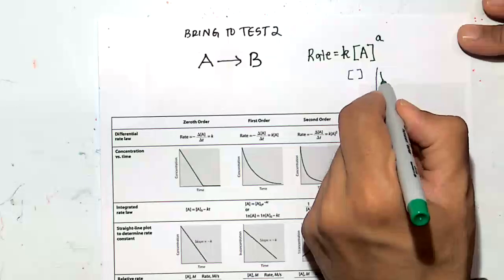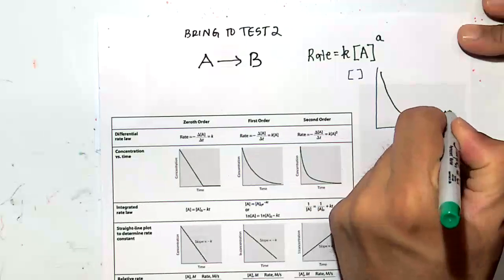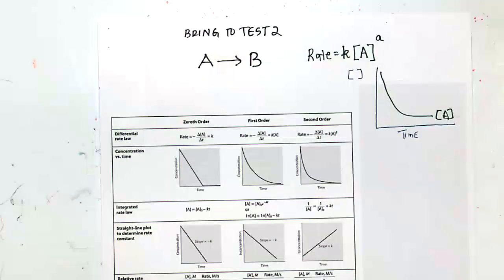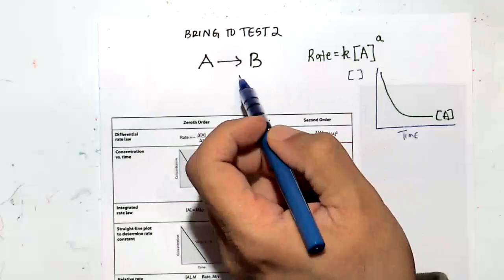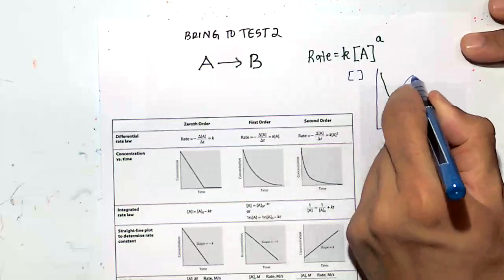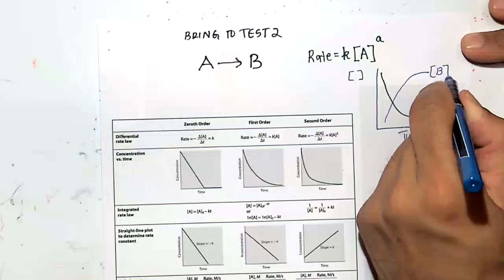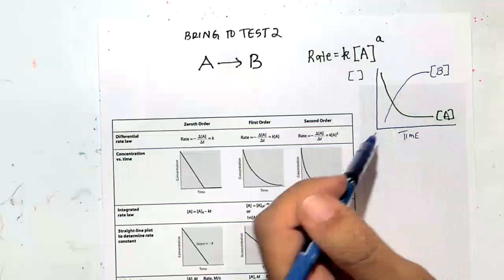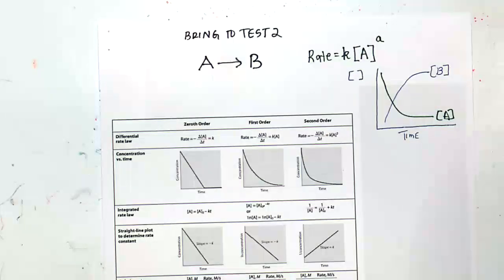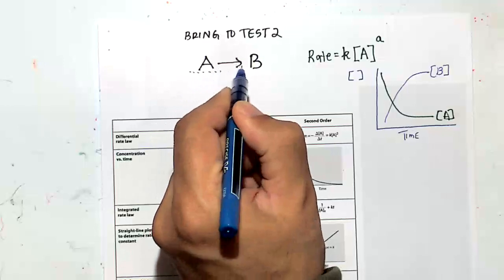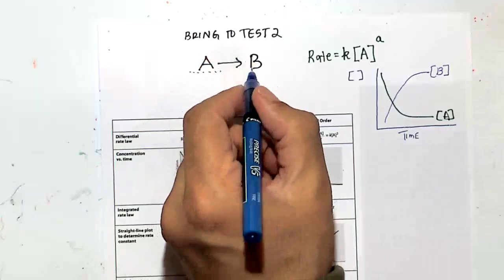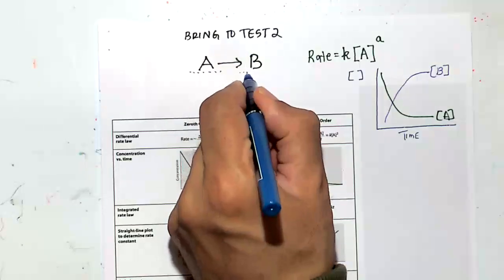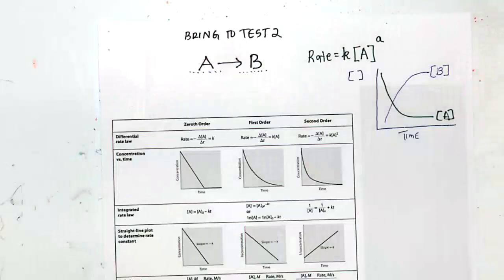It'll go down, because as A goes down, what begins to appear? Concentration of A goes down. Over time, what happens to B? It goes up. So as A goes to B, the concentration of A will go down, the concentration of B will go up. The rate of disappearance of A should equal, because it's a 1-to-1 ratio, the rate of appearance of B.